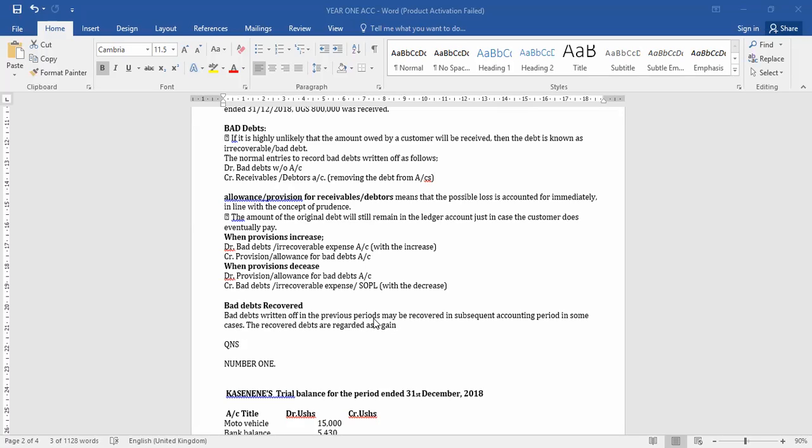So bad debts written off in previous periods may be recovered in a subsequent accounting period in some cases. The recovered debts are regarded as a gain, true, because now the business will be gaining, and the other person paying will be losing. But for us, we are particularly looking at the business itself.